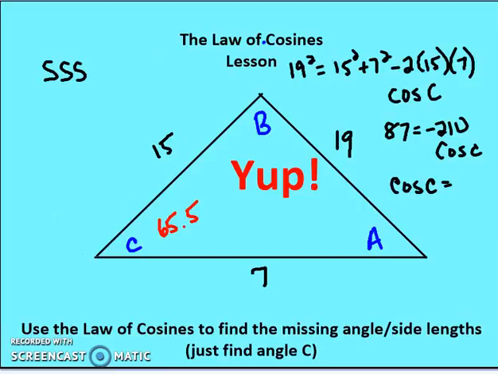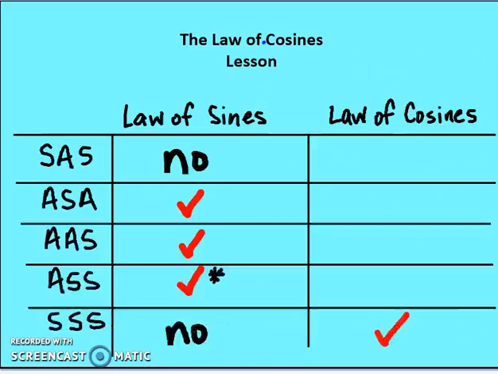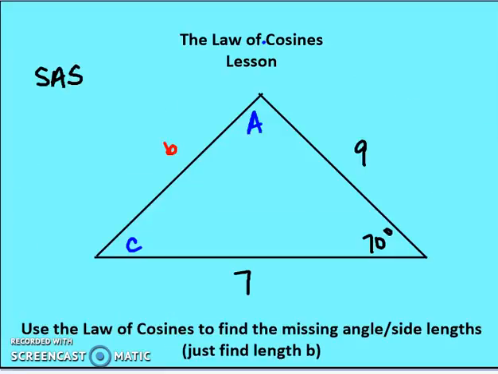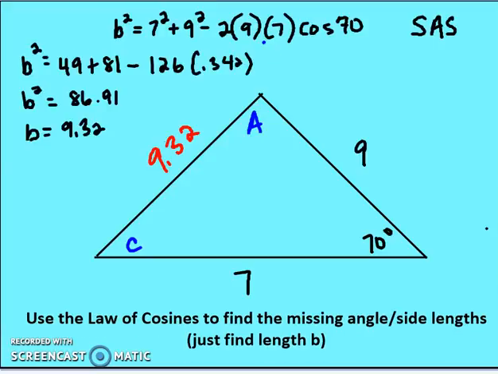So yes, we can use the law of cosines to solve for side, side, side. So I'll put a check mark here. Side, angle, side, please solve just for length B using the law of cosines. All right, and you can see that we end up with 9.32 as the side. So again, yes, we can use the law of cosines to solve.